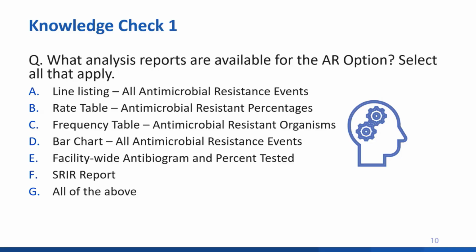So we have A, line listing all antimicrobial resistant events. B, rate table, antimicrobial resistant percentages. C, frequency table, antimicrobial resistant organisms. D, bar chart, all antimicrobial resistant events. E, facility-wide antibiogram and percent tested. F, SRIR report. G, all of the above.